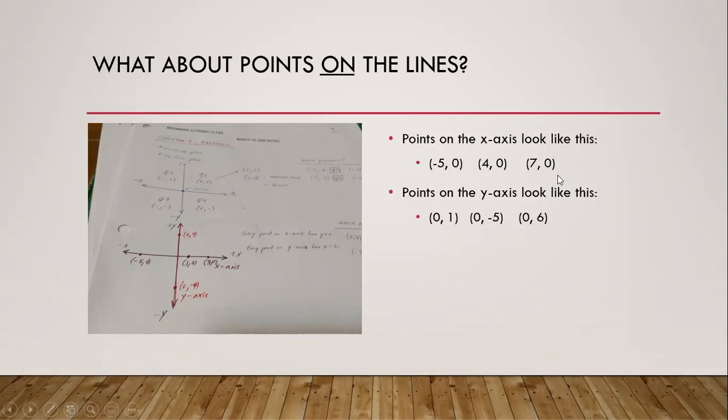Now, if we go back to the slide we did before, what did it tell us? It said that y is the second coordinate. So in this case, the second coordinate, i.e. y, is always 0. Now, if we look at points on the y-axis, we notice that the first number is always 0. That is the x-coordinate. Because remember, every ordered pair has an x and a y, and x is always first, y is always second.